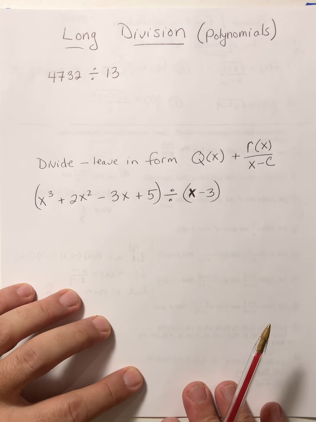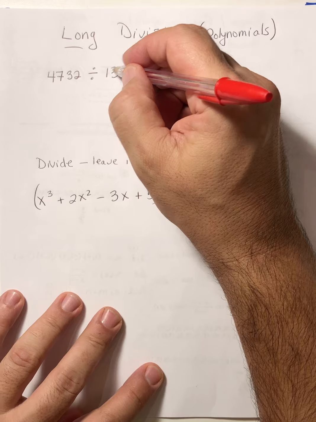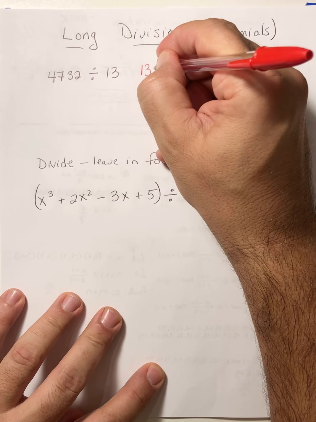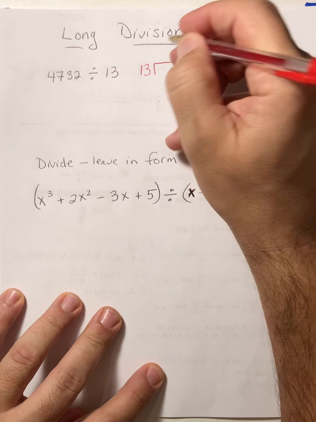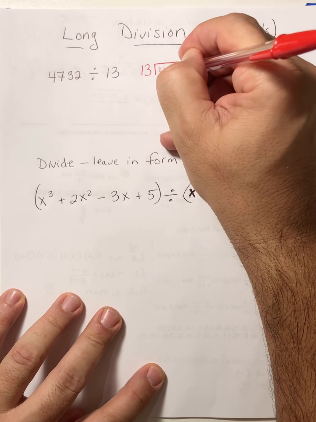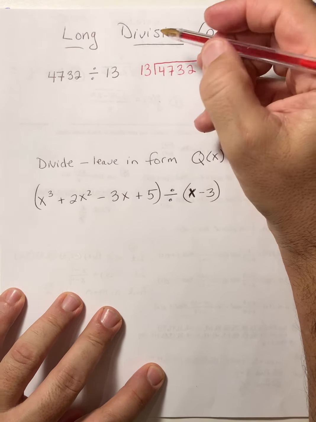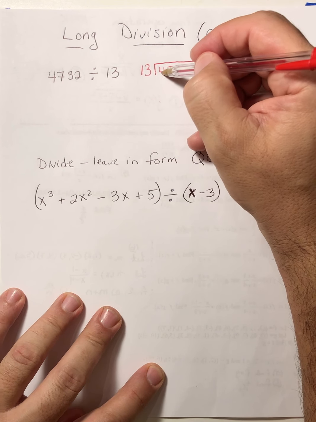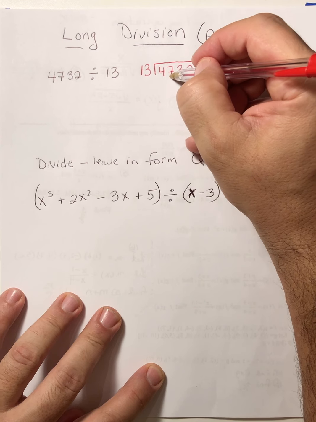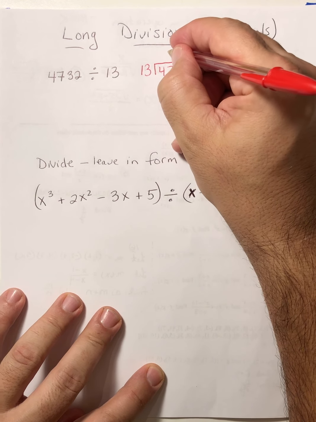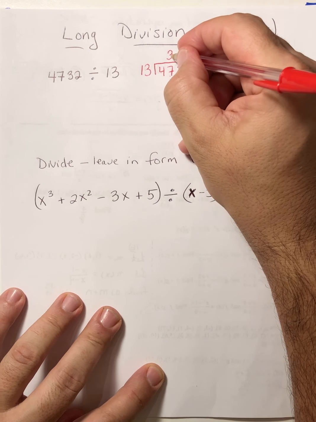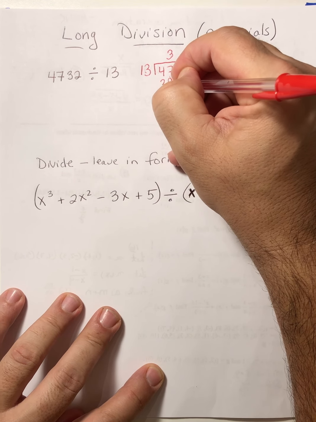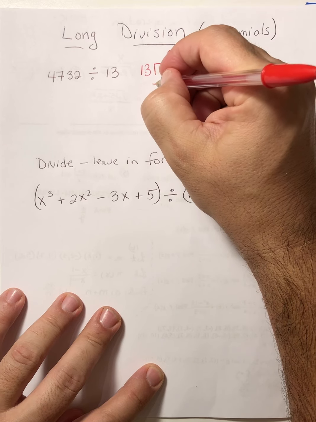What is long division? That's when we take 4,732 divided by 13. So this is going back to your elementary school days. We say, how many times does 13 go into 4? It can't, so we go to 47. How many times does 13 go into 47? We say 3, because 3 times 13 is 39. And then we subtract.